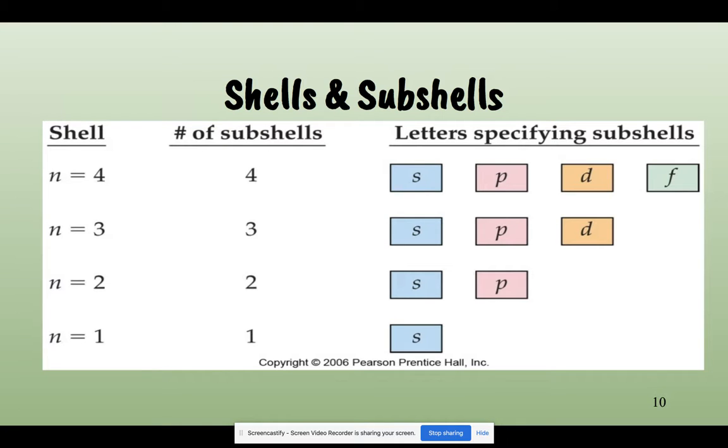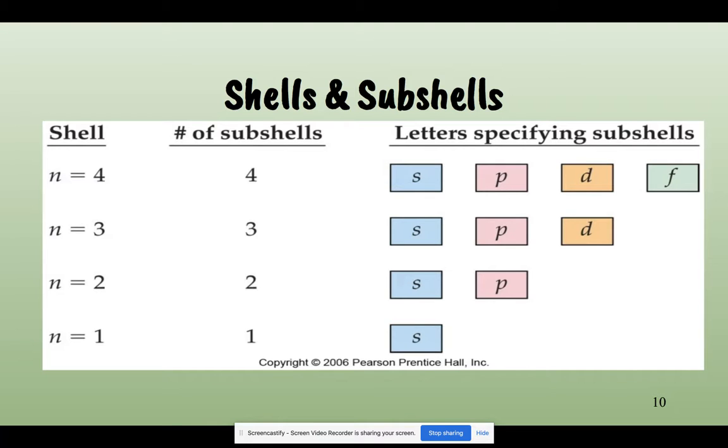This is a good representation. So in the first energy level, there's one subshell, and that subshell is called the S subshell, and there's a specific type of orbital in the S subshell. In the second energy level, there are two subshells, the S subshell and the P subshell. So we call it 2S and 2P. And there are specific orbitals within the S subshell and within the P subshell.